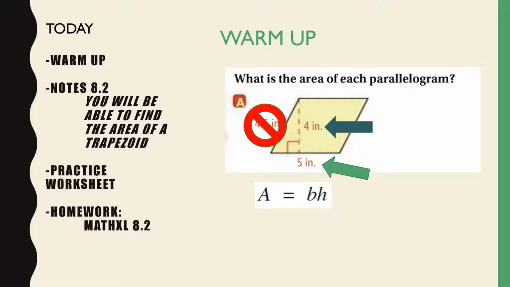And the 4.5 we are not going to use this time. So it's just extra information. So we're going to plug in our area equals base times height as 5 times 4, which gives us 20 square inches. So if you got 20 square inches, it's a great job.